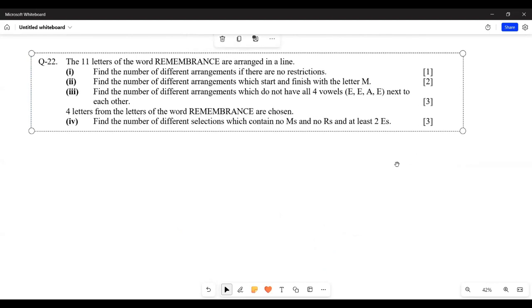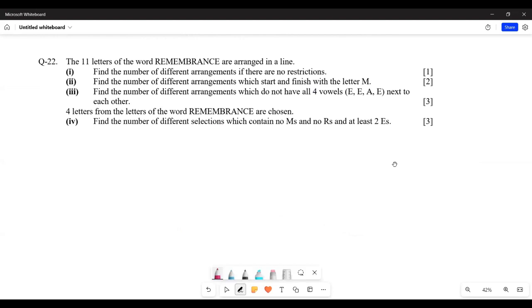11 letters of the word remembrance are arranged in a line. Find the number of different arrangements if there are no restrictions. So that's going to be 11 factorial in the numerator, or 11P11, and then write the number of repetitions in the denominator. So R is there twice, and E is there thrice, M is there twice.